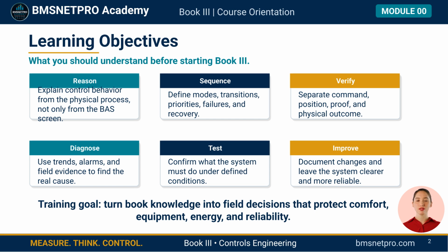By the end of this course, you should be able to reason from the real building first. You should be able to write and review sequences that define modes, transitions, safeties, failures, and recovery. You should know the difference between a command, a position, a proof point, and a real physical result. You will practice using trends and alarms as evidence, not as guesses. The goal is not to memorize slides. The goal is to become more confident making professional controls decisions in the field.